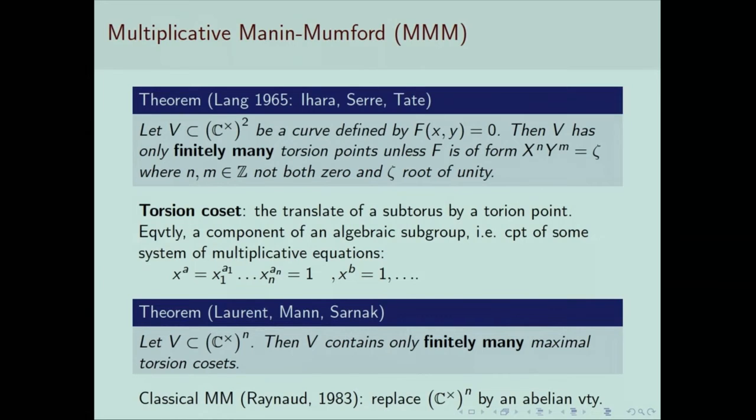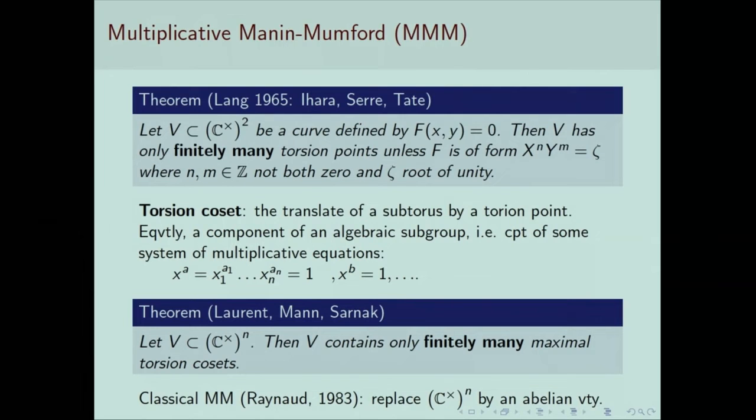You have V in C^* cross C^*, a curve defined by some polynomial f(x,y) equals 0, and you go looking for points on the curve whose coordinates are roots of unity. And the theorem says that there are only finitely many such points unless f is of a very special form, and the form is that V is essentially a subgroup, or a coset of a subgroup by a torsion point. In other words, f is of the form x to the n, y to the m equals a root of unity. And of course, you can see in that case that you really do get infinitely many.